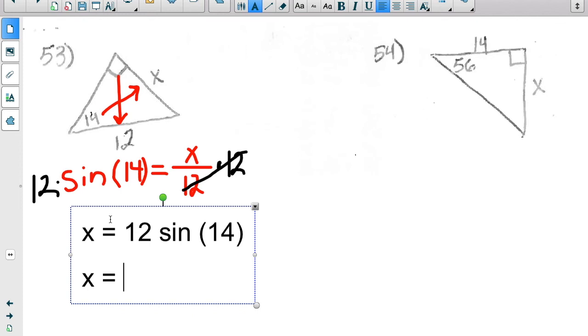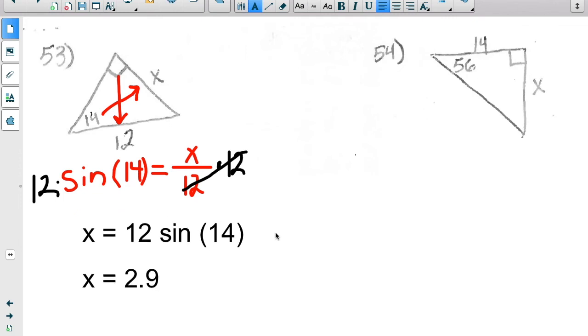And if we plug in 12 sine of 14, we get 2.90. So the value of x for this here is 2.9. And again, we use sine because the side we're looking for and the side we're given were the opposite and the hypotenuse of our angle. So that's what we're using to find the missing side.